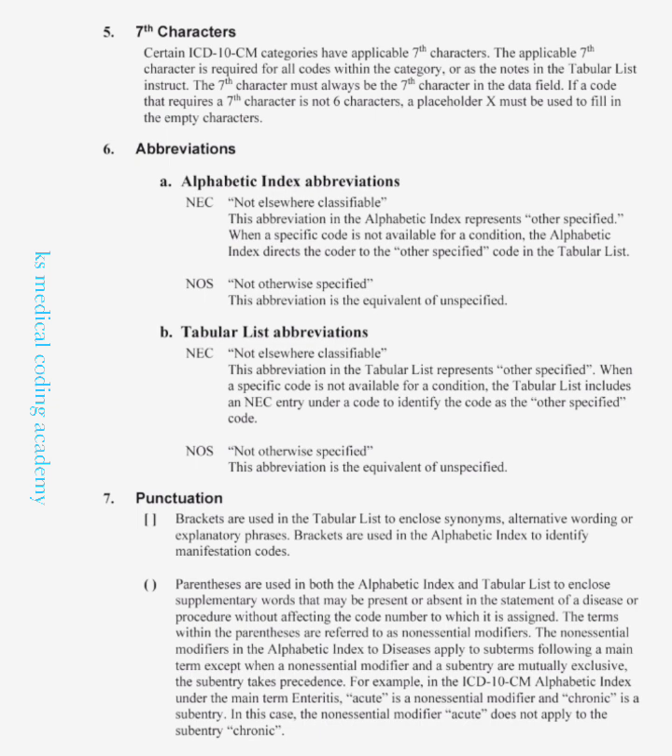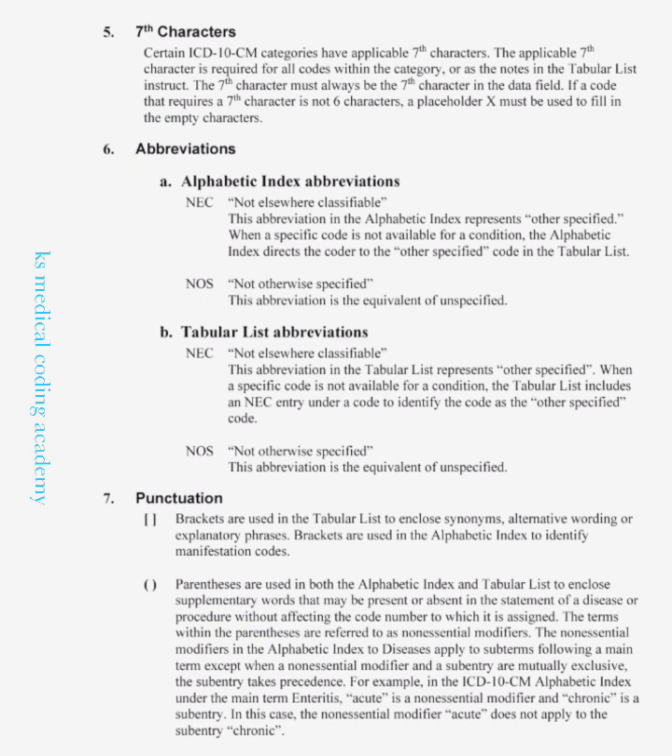7. Punctuation. Brackets are used in the tabular list to enclose synonyms, alternative wording or explanatory phrases. Brackets are used in the alphabetic index to identify manifestation codes. Parentheses are used in both the alphabetic index and tabular list to enclose supplementary words that may be present or absent in the statement of a disease or procedure without affecting the code number to which it is assigned. The terms within the parentheses are referred to as nonessential modifiers.